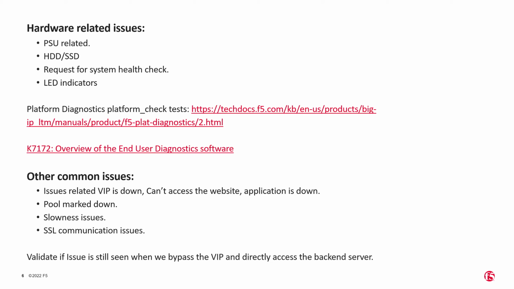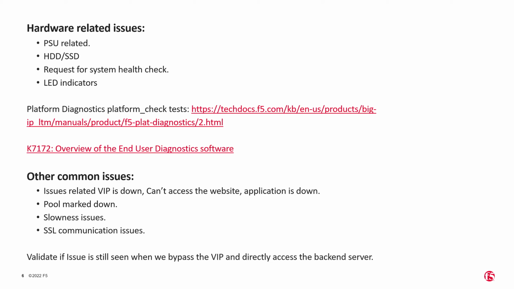When we say the application is down or the website is down, as an admin we have to ensure that when the client sends a request, it is reaching the BIG-IP or not. If yes, are we passing the same request to the backend and getting a response? Because as you know, BIG-IP acts like a reverse proxy.